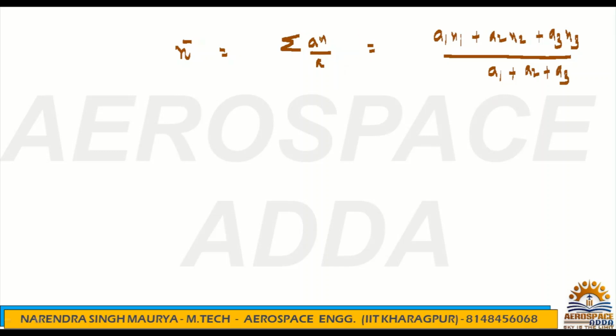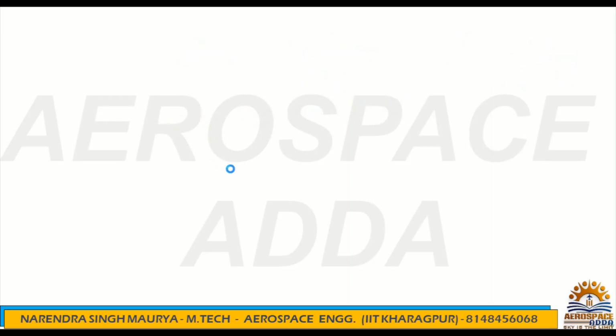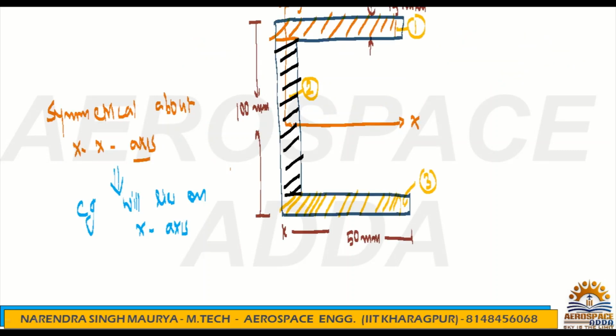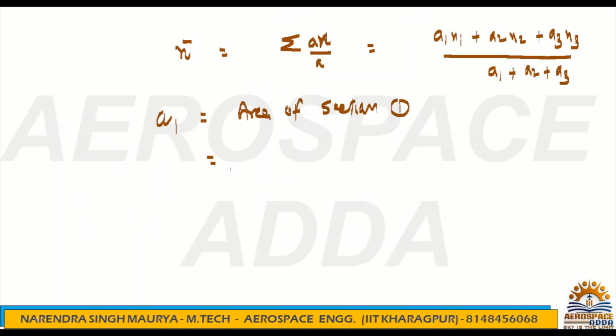Okay, now what is a1? A1 is the area of section 1. So we can calculate a1, the area of section 1. What is the value? Check section 1. Where is section 1? It's nothing but 50 into 15, right? 50 into 15.